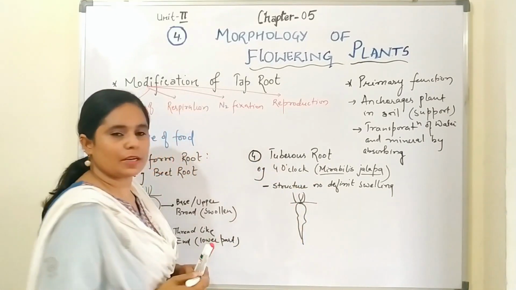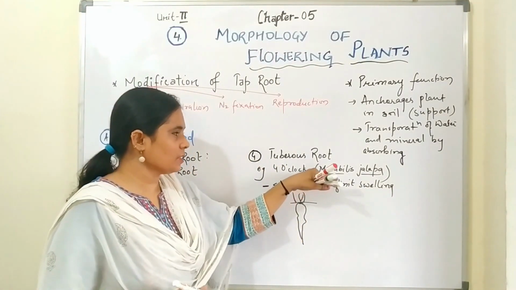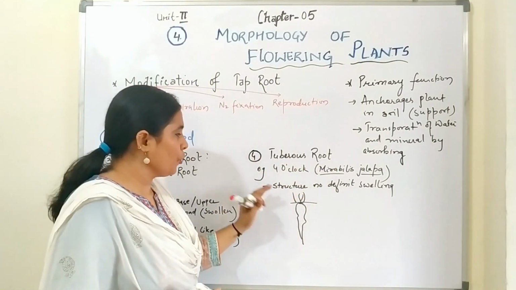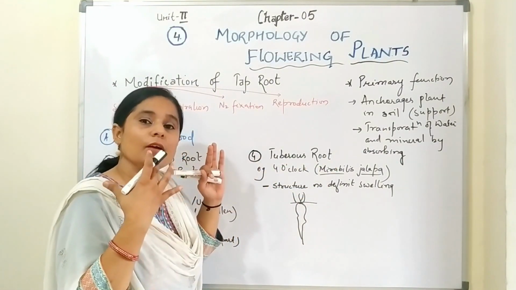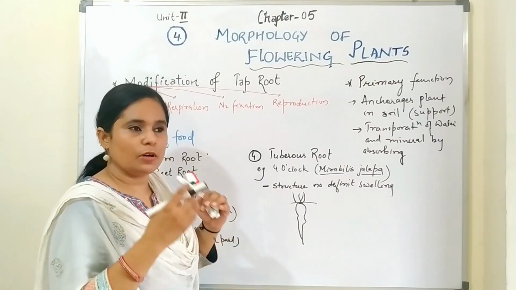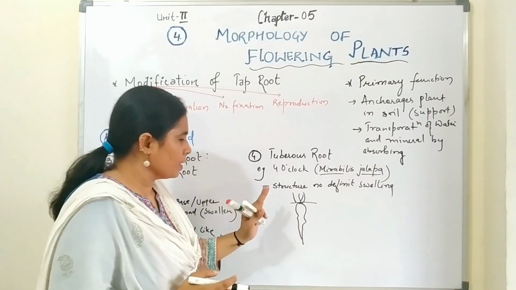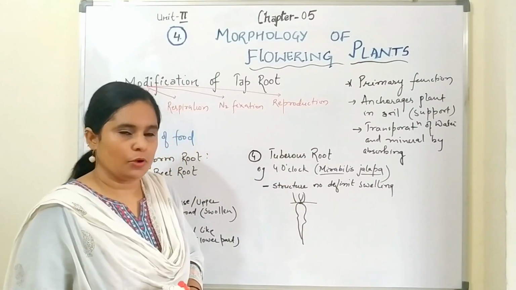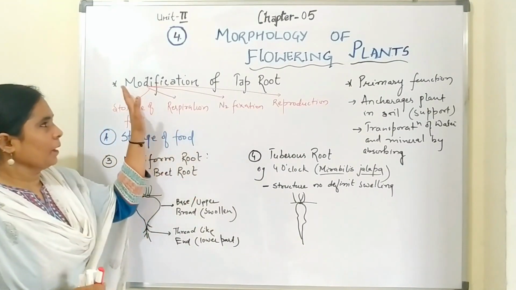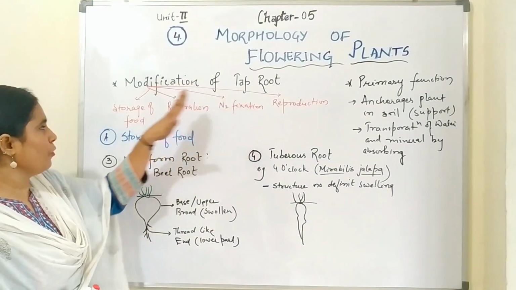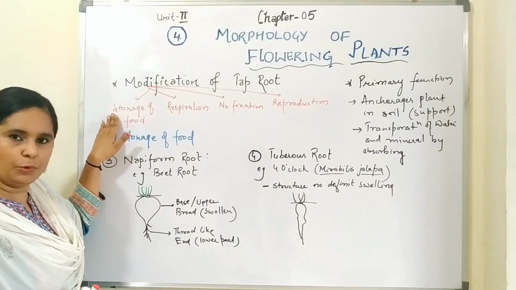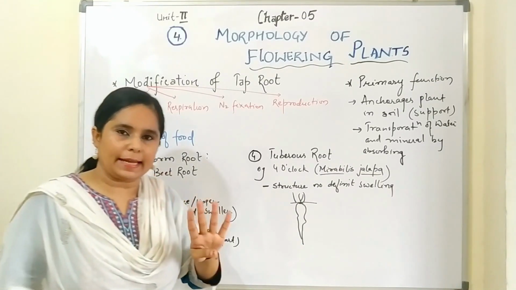So this kind of structure you will see in case of this plant, and this is the structure which does not have a definite shape. This root is known as tuberous root. So in total, in modification of taproot for the purpose of storage of food, we have learnt about 4 categories.